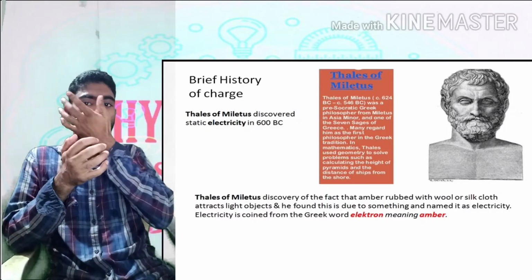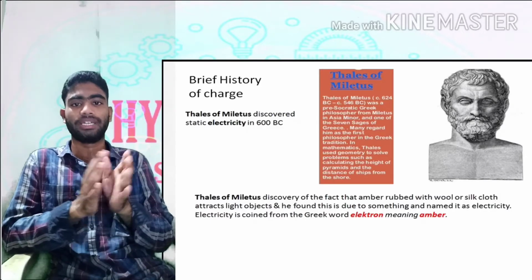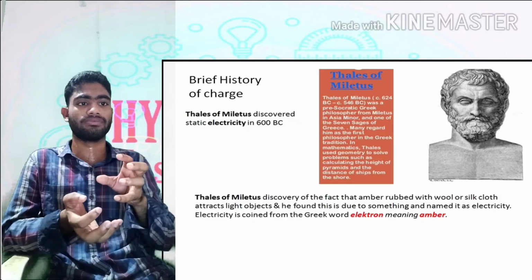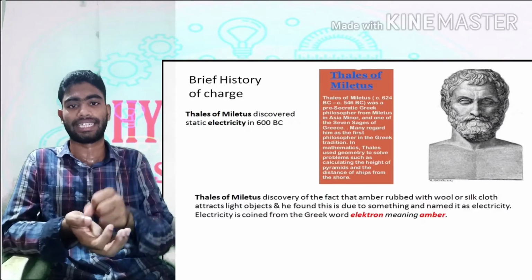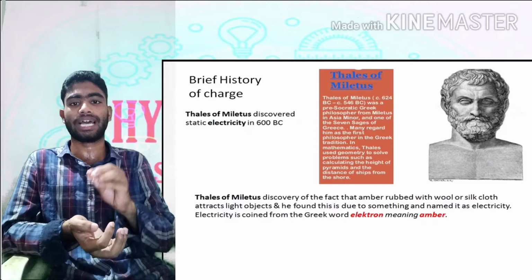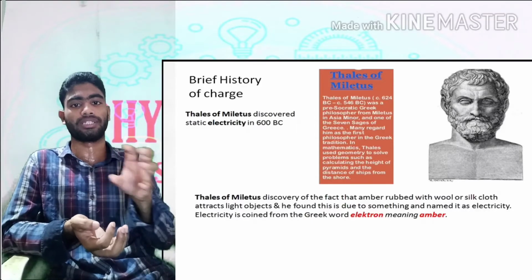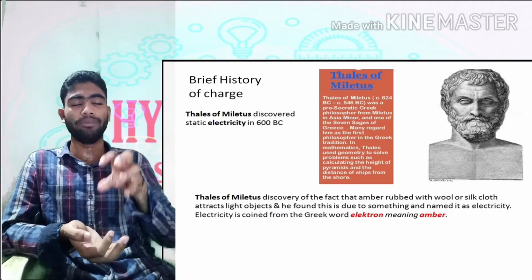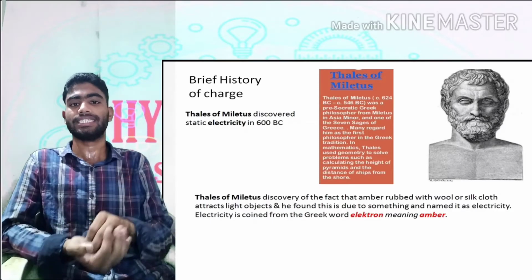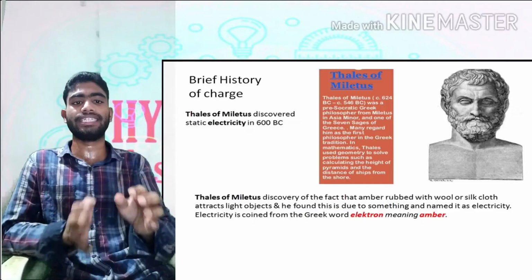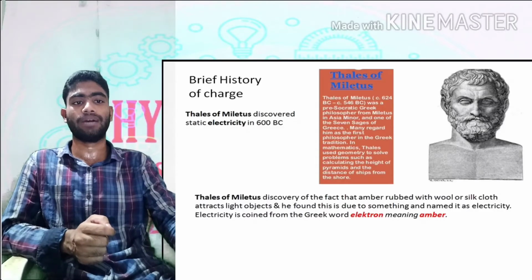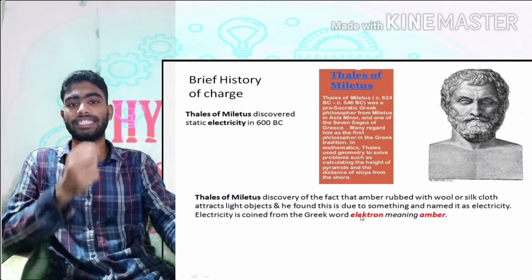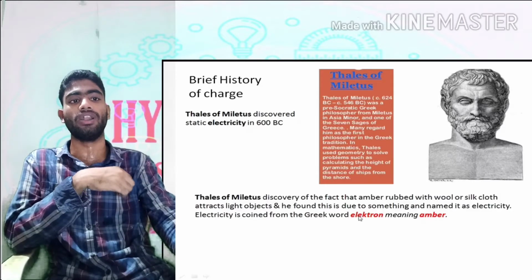Okay, and he found this is due to something. Without any responsible factor, they cannot attract anything. So there is something which helps the amber or the wool to attract the light objects, and he named it electricity. The name electricity basically comes from the Greek word electron. Understand? The name electricity comes from the Greek word electron.